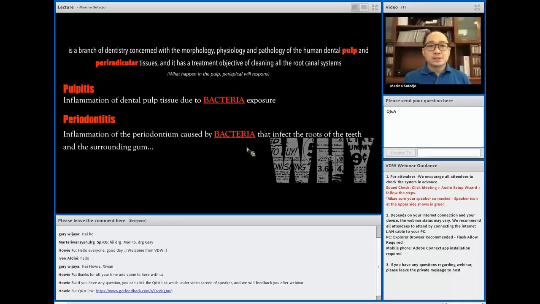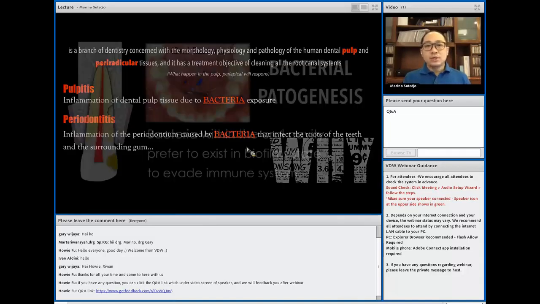We know that pulpitis is the inflammation of the dental pulp tissue because of various bacterial exposures in the pulp area. And if we're dealing with periodontitis, it means there is some inflammation of the periodontium caused by bacteria. So both conditions, either pulpitis or periodontitis, are caused by bacteria. So why do we need endodontic treatment?